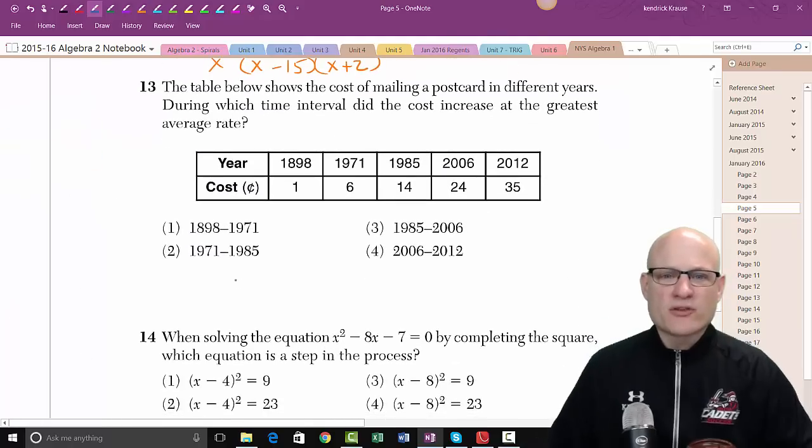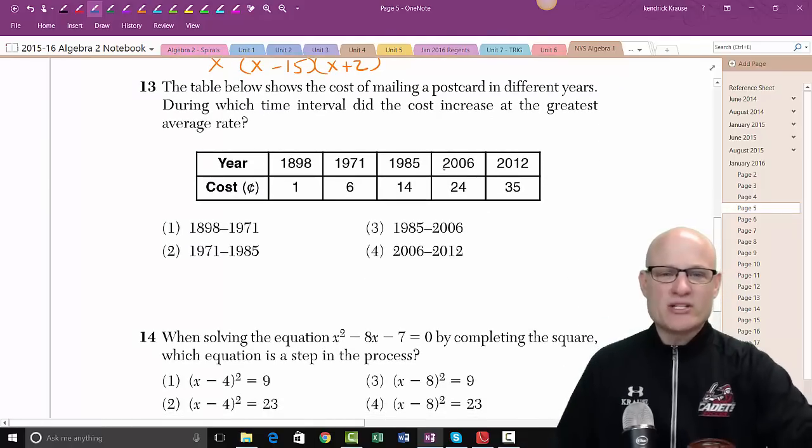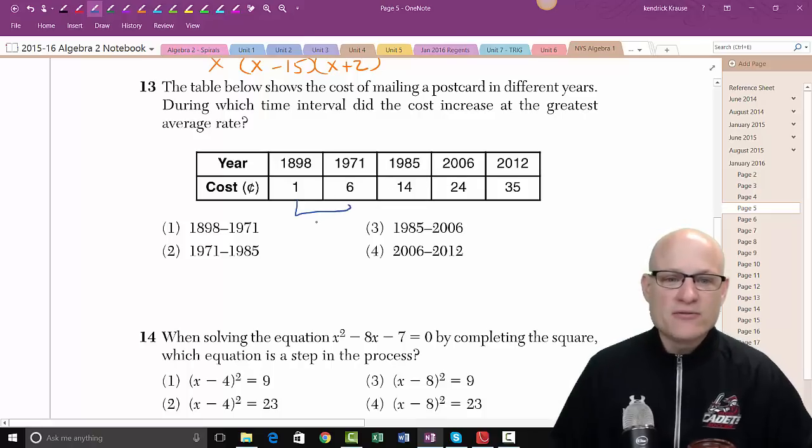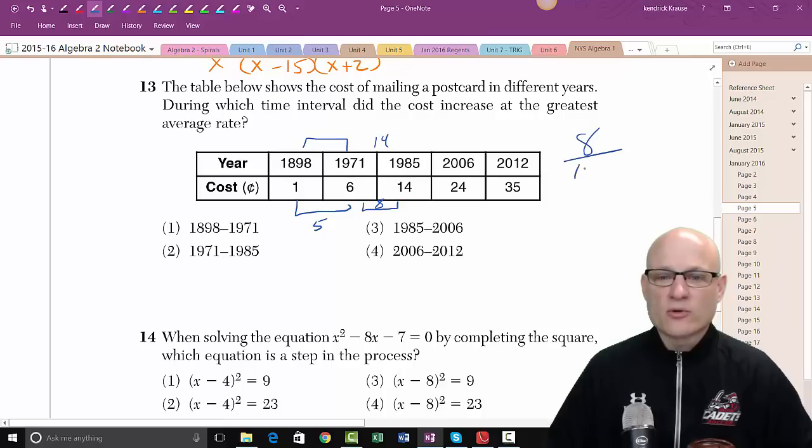The table below shows the cost of mailing a postcard in different years. During which time interval did the cost increase the greatest? Let's see. This went up 5 over... That's like 100 years. That's not going to be it. This went up 8 over... what was that, 14 years? That's not bad. So 8 over 14.